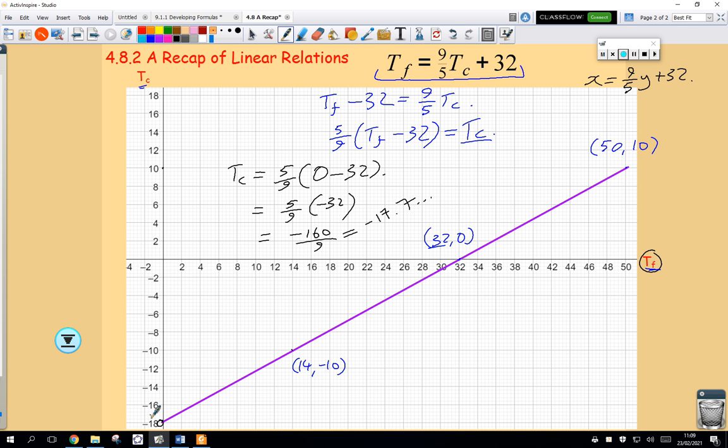Given some kind of equation, we can often come up with a linear relation. This is not a direct proportion since it does not pass through the origin. It has a non-zero y-intercept. If it was a direct proportion, one of the variables could be written as the other variable multiplied by a constant, with no addition at the end like this. So practice those. Section 4.8, get familiar with all these things, and that concludes our work in chapter 4.